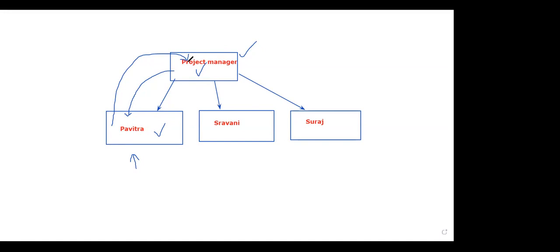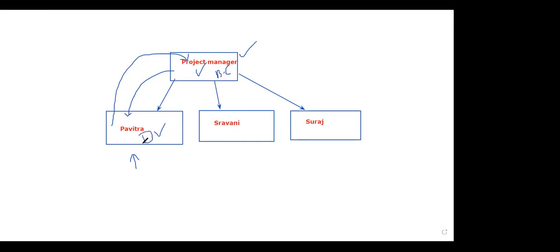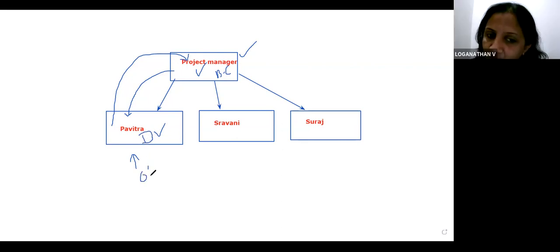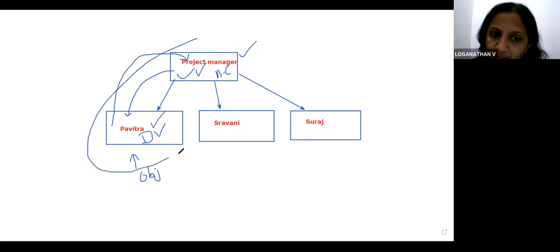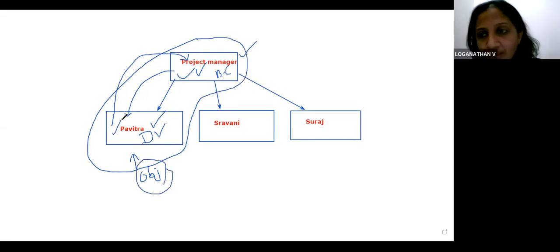Wait, ma'am. You mean to say, after creating the class for Pavitra, we can't access the project manager? Project manager is a base class. Base class. And the three are the derived classes. Pavitra is a derived class. Now, Pavitra has created the object for her class and she can access the data from the project manager class. She can add her own data and she can do the operation. Correct? Yes, ma'am. That means by creating the object for the derived class, we were doing it.